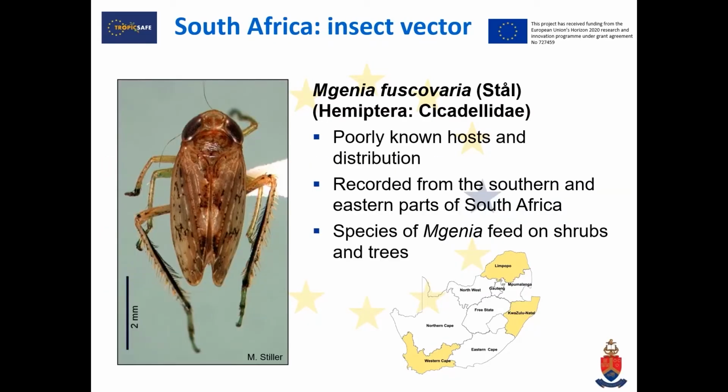After the discovery of Aster Yellows in South Africa, a partnership between industry and research organizations led to the identification of the leafhopper vector Mgenia fuscovaria. The leafhopper is indigenous to South Africa, but little is known about its distribution. It has been recorded in the winter rainfall region in the Western Cape province and in the summer rainfall region in KwaZulu-Natal and Limpopo provinces. The species feeds on shrubs and trees.